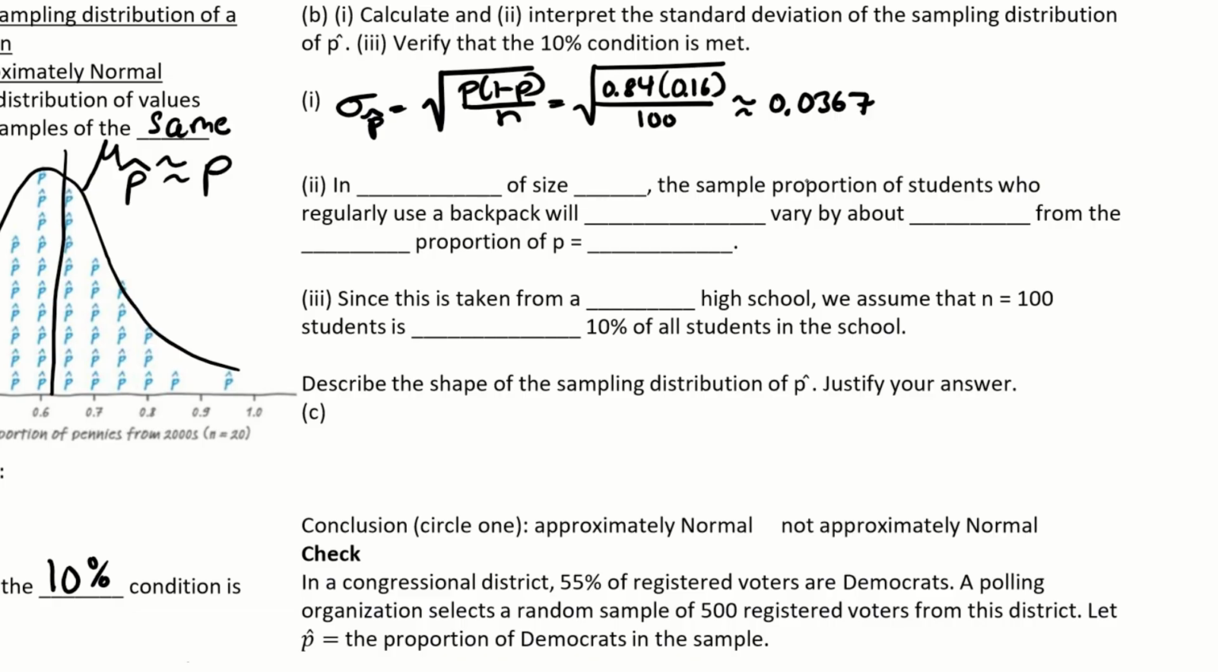And so we want to interpret that. So what we're going to say is that in simple random samples of size 100, the sample proportion of students who regularly use a backpack will typically vary by about 0.0367 from the true proportion, or the true mean, p, and then p was 0.84. Okay, so part 3 is the 10% condition. So remember, since this is taken from a large high school, we can assume that 100 students is less than 10% of the population of all students at the school.